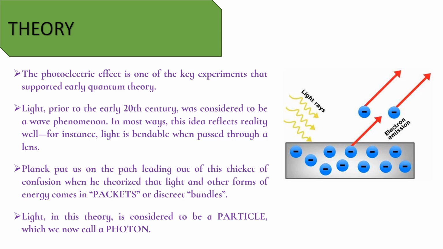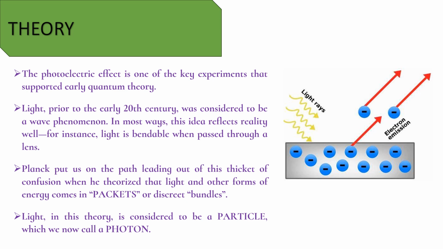As mentioned earlier, the photoelectric effect is one of the key concepts that is the basis for quantum theory, quantum physics, or quantum mechanics. Prior to the 20th century, light was considered to be a wave phenomenon. In most ways, this idea reflects reality. For example, light is bendable, meaning it's behaving like a wave. A typical example is if you pass light through a lens, you can see that the light can bend. Definitely from one medium to the other, you will see that light will bend.